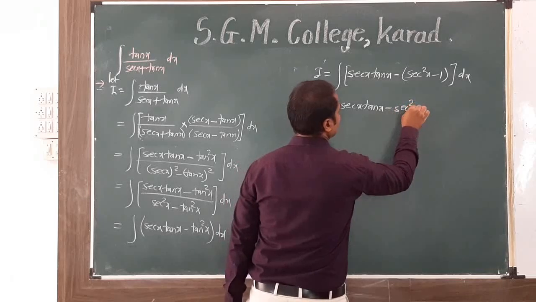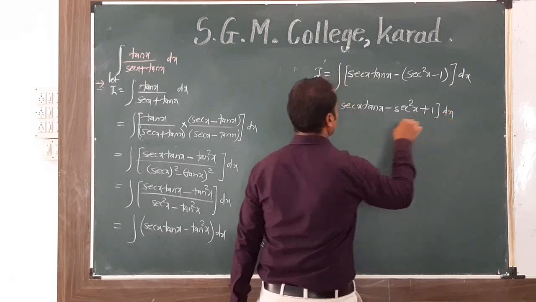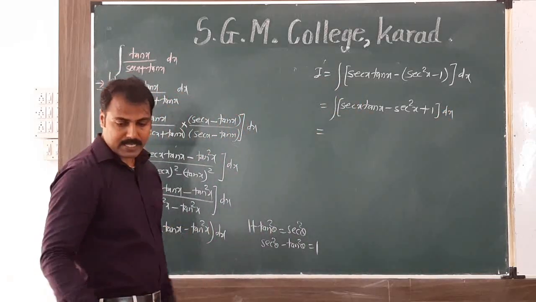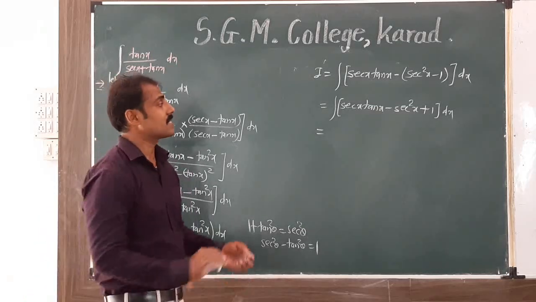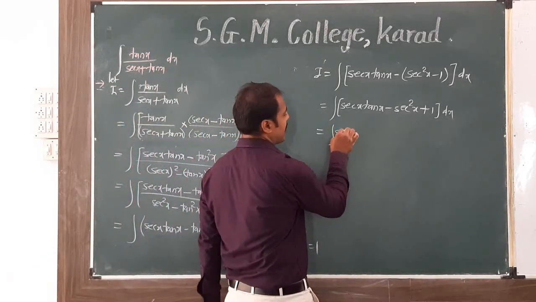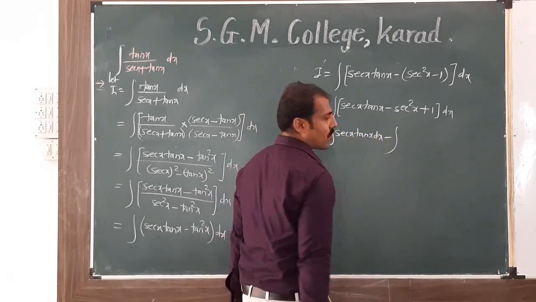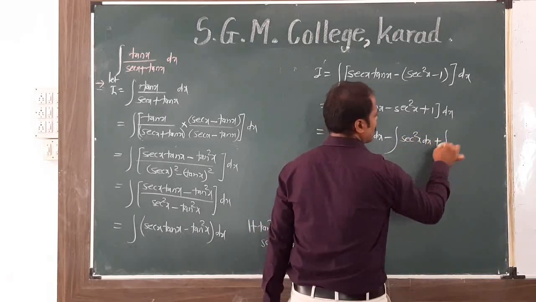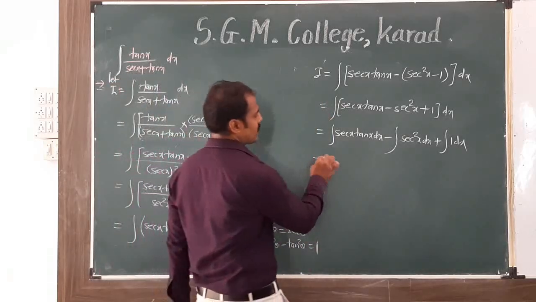Which is equal to the integration of sec x into tan x minus sec square x, and minus minus becomes plus 1 dx. Okay, which is equal to, inside the integration there is subtraction, addition, so we separate the integration sign with the dx symbol. So here is the integration of sec x into tan x dx minus the integration of sec square x dx plus the integration of 1 dx.